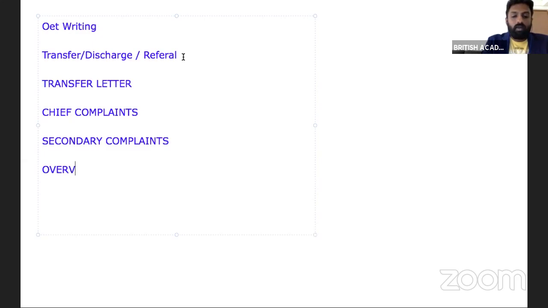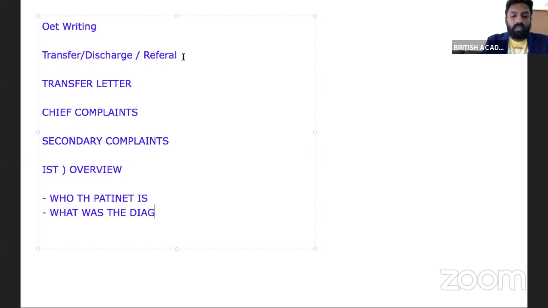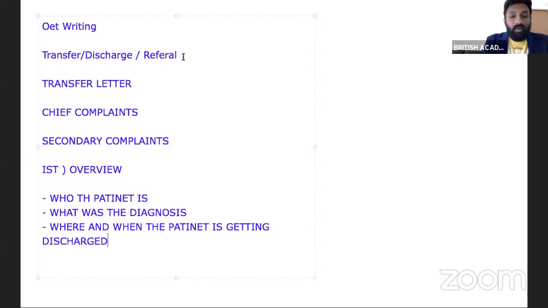Your first paragraph will be about an overview of the patient. I'm just refreshing whatever you have learned. I've taught you all this, but I'm just refreshing it. In the overview paragraph, make sure you identify the patient, that is who the patient is. That can be, the letter is in regards to the above mentioned patient. After that, you need to identify what the diagnosis was. After that, you need to write where and when the patient is getting discharged. This is very important. When and where the patient is getting discharged is something which you need to learn.